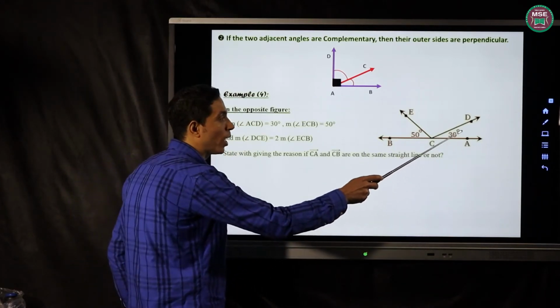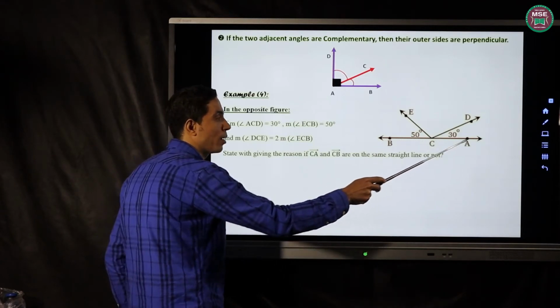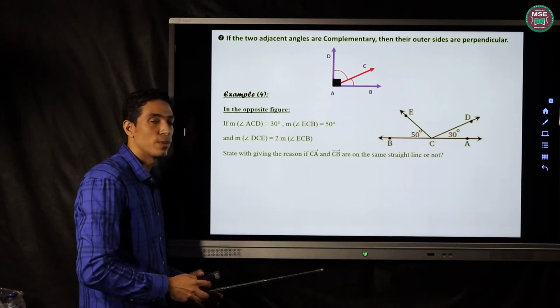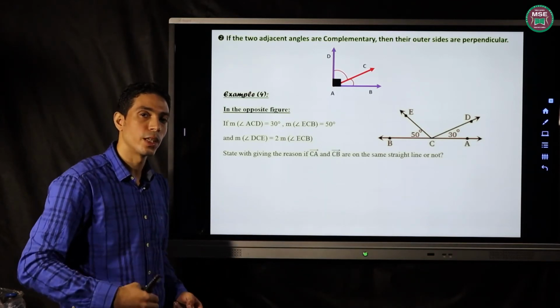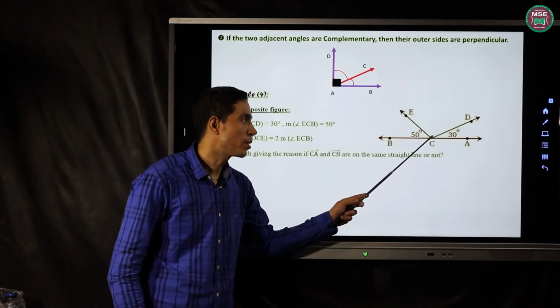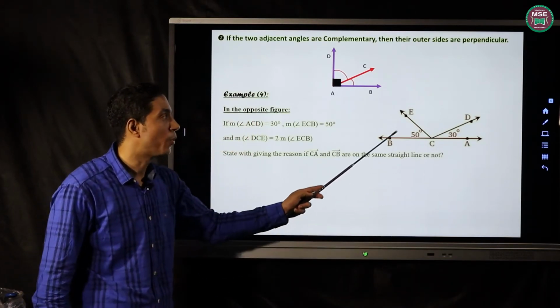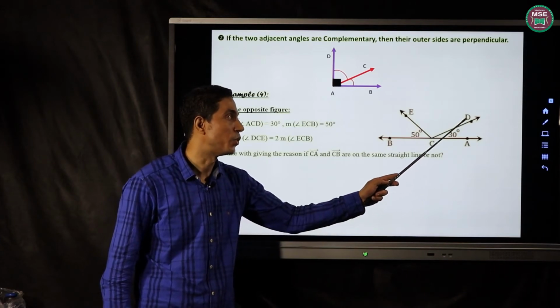If the sum of all angles on this straight line equals 180, then CA and CB are on the same straight line. If bigger than or less than 180, then the outer sides CA and CB are not on the same straight line. First, we find the measure of angle DCE.